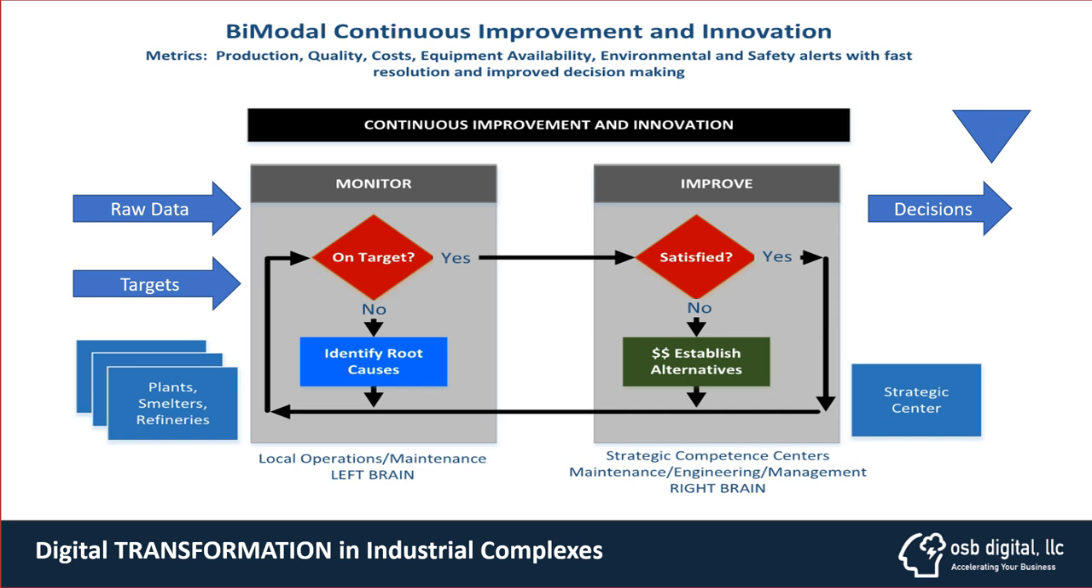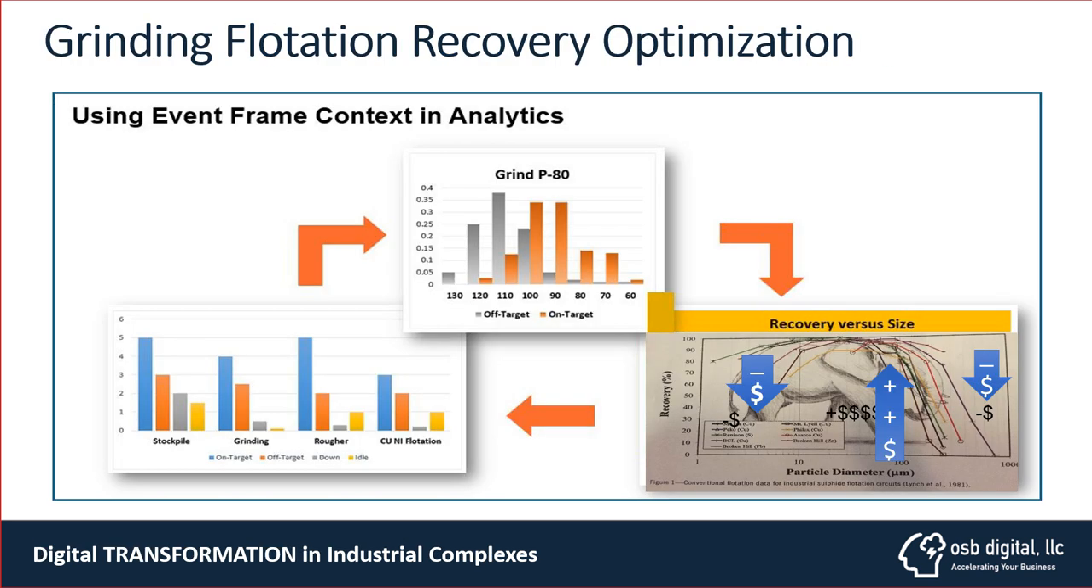And we see that this is sometimes done not at the plant, but in strategic competence centers where we are looking at the maintenance, engineering, and management. And that's what we call the right brain of the decision making, the strategic decision making and decision support for the mining operation, to minimize problems when they are not on target with the operations.